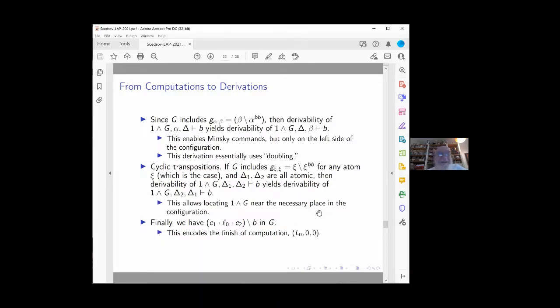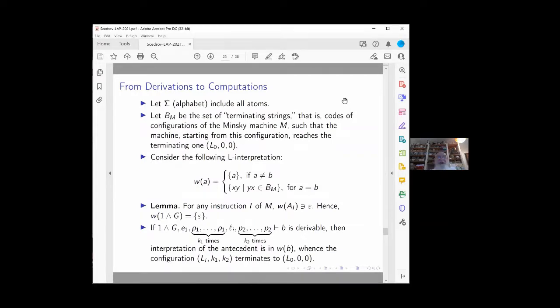There are several other technical details, and then to go backwards, we're going to use semantics. So if BM is the set of terminating strings, that is the codes of configurations of the Minsky machine such that the machine reaches the terminating one starting from this configuration, we're going to use the following L interpretation. If atom A is not that distinguished atom B, the assignment on A is the singleton A. And if it is B, then it's all XYs such that YX is in the starting configuration which leads to the terminating configuration.